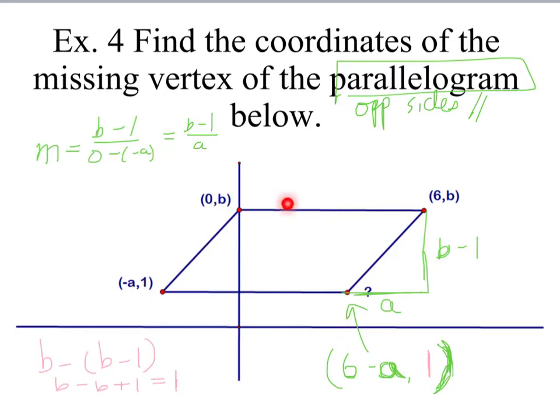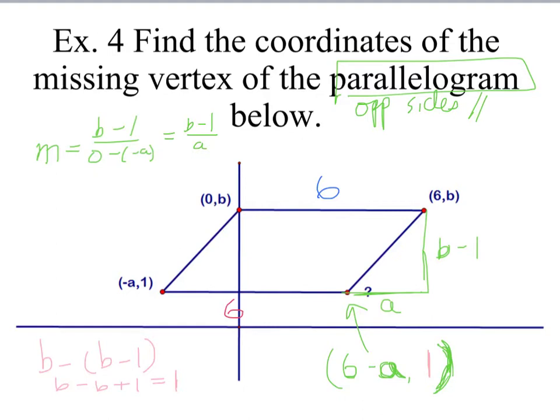I would have looked at this side and been like, wait, this is pretty easy to figure out. That's just 6. And if I notice, it's just 6 horizontally. So that means the y value doesn't change. So if I'm at (0, b) and I move 6 units to the right, well, now I'm at (6, b). And if it's a parallelogram, I know the opposite sides are parallel. I also know they're congruent. So I could actually tell you that the opposite side is also 6.